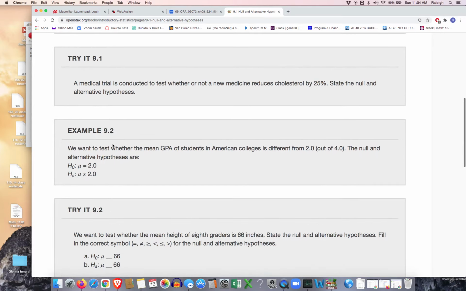And here's an easy one to see. We want to test whether the mean GPA is different from 2.0, and the null would be either equals 2.0 or as the alternative suggested, mu is not equal to 2.0.